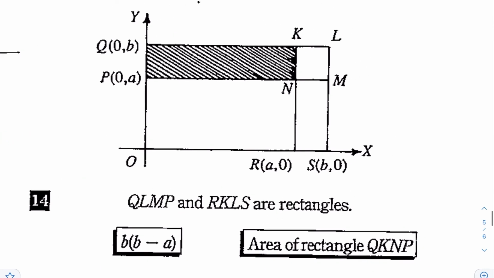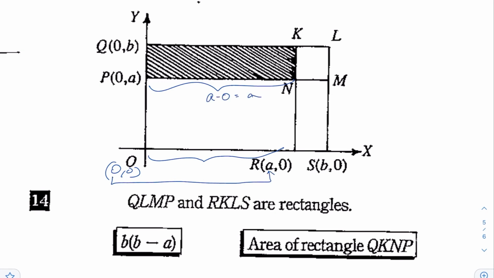And next I have this grid, and Q, L, M, P, and R, K, L, S are rectangles. So we have these rectangles here, and you want to compare B times B minus A versus the area of this rectangle Q, K, and P. So for Q, K, and P, that's the shaded part here. You know this length has to be this length. And the origin, remember, is 0, comma 0. So you want to compare 0 to A. So this will be A minus 0, or just A. And this length will be B to A, or B minus A. So the area is going to be A times B minus A.